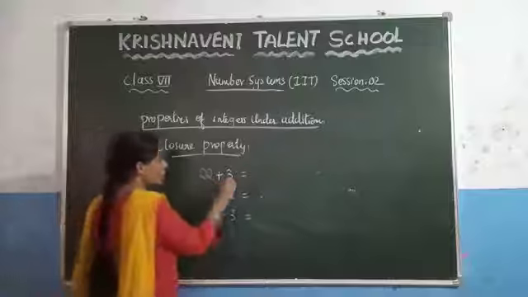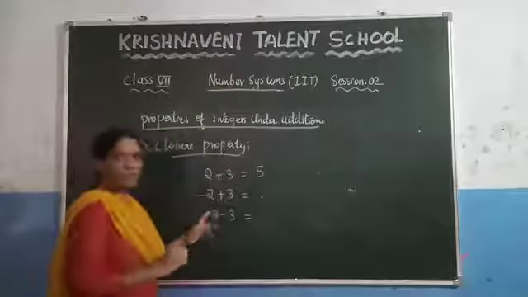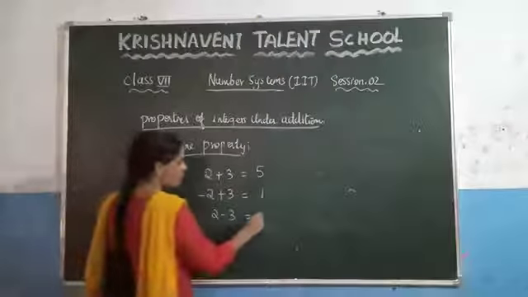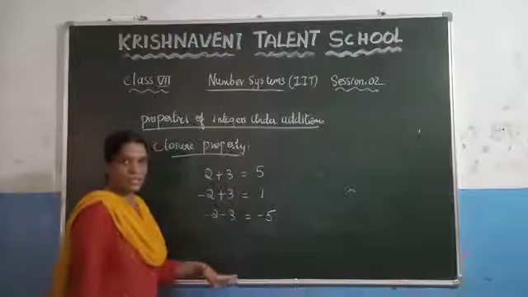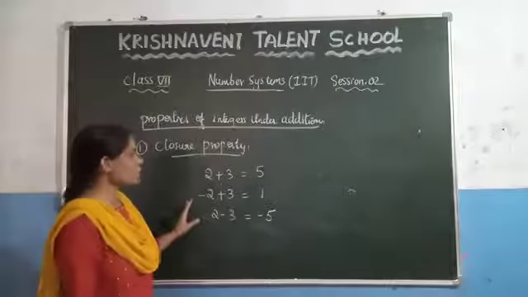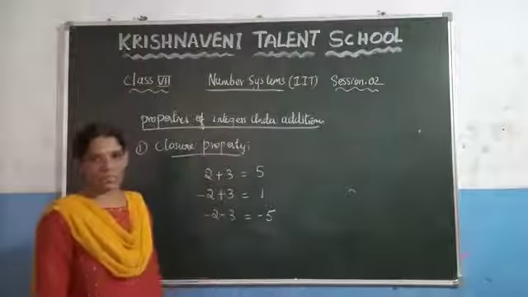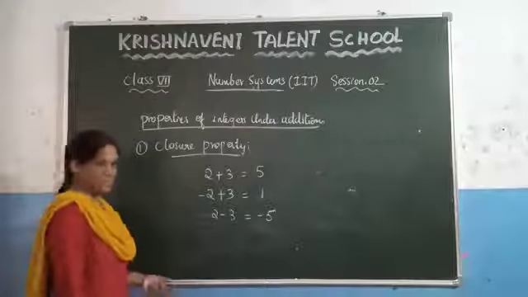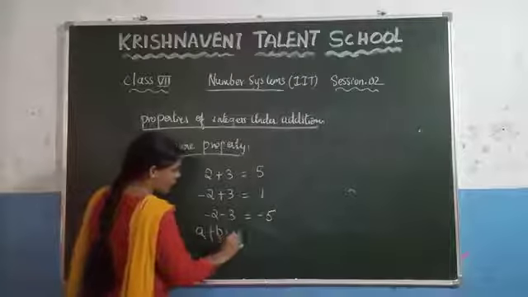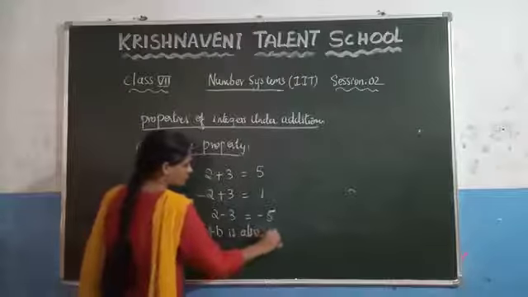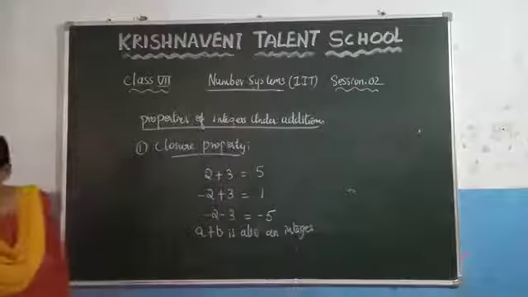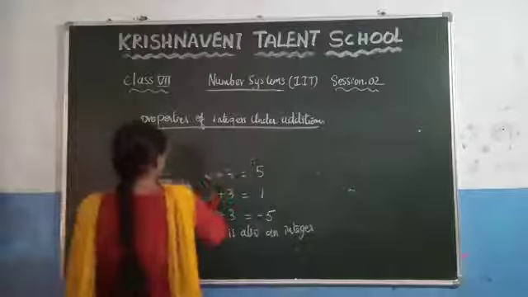Now check it here: what is the value of 2 plus 3, which is 5, and what is the value of minus 2 plus 3, which is 1, and what is the value of minus 2 minus 3, which is minus 5. And you know that all these are integers. So if we take any two integers, we get a result that is also an integer. So we can say that the closure property holds good under addition of the integers. In terms of variables, we can state this as: if a and b are integers, then a plus b is also an integer. This is about the closure property, and the next property is the commutative property.